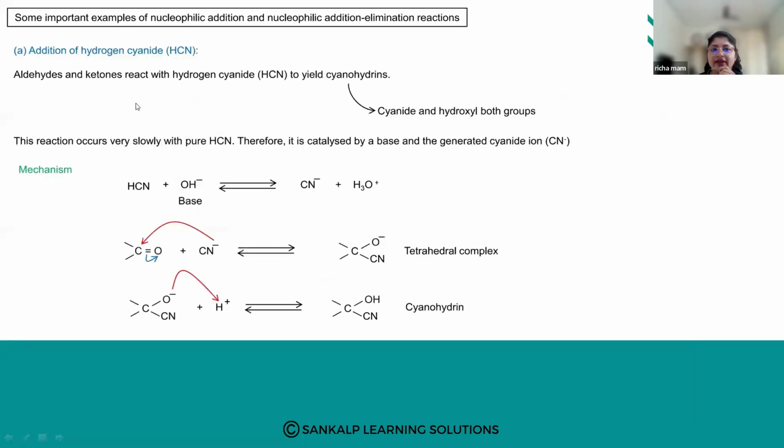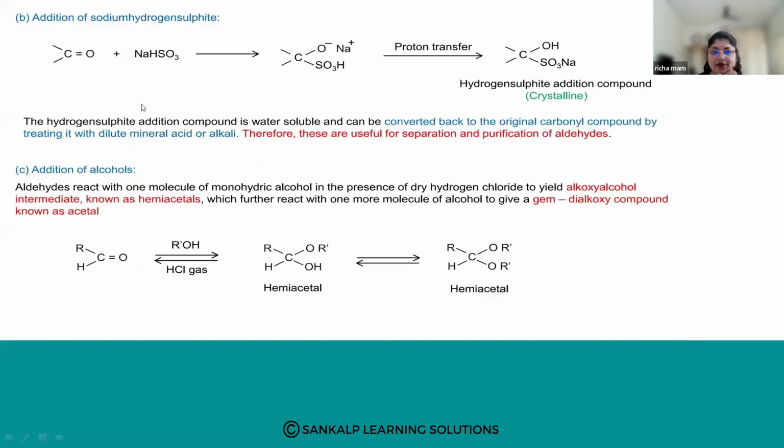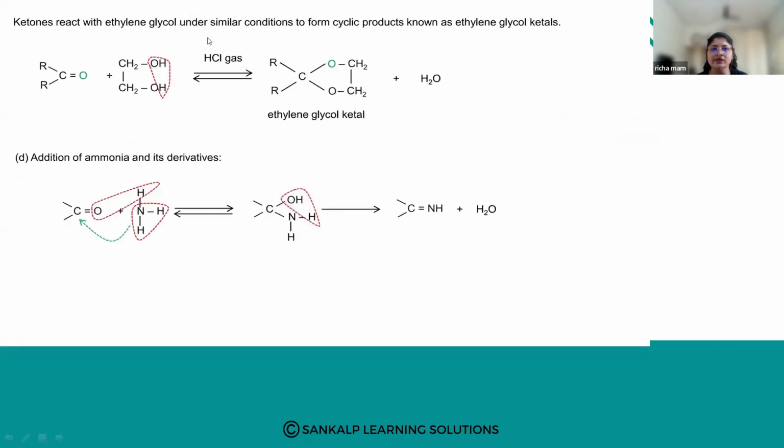Basically, we have seen the nucleophilic addition reaction of hydrogen cyanide, then sodium hydrogen sulfite, and addition of alcohols, right? So when you react alcohols with your aldehyde, you get hemiacetal. Then the hemiacetal, when you react with one more molecule of alcohol, you gets acetals. Okay, not hemiacetals, it is acetals. So these are the nucleophilic addition reactions.